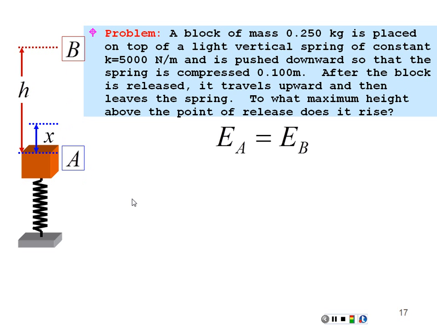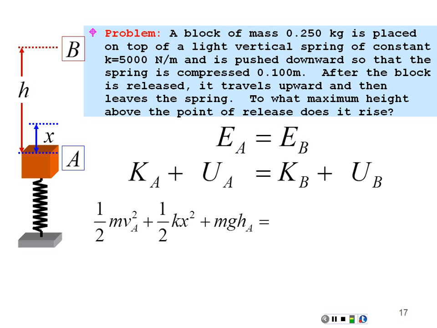The energy at A should equal the energy at B, or strictly speaking, the kinetic energy at A plus potential energy at A should equal the kinetic energy at B plus the potential energy at B. The kinetic energy at A is 1/2 mass times velocity squared. Potential energy at A is 1/2 kx squared plus mgh, two potential energies to consider here. Same kind of form for point B. So here's my equation.